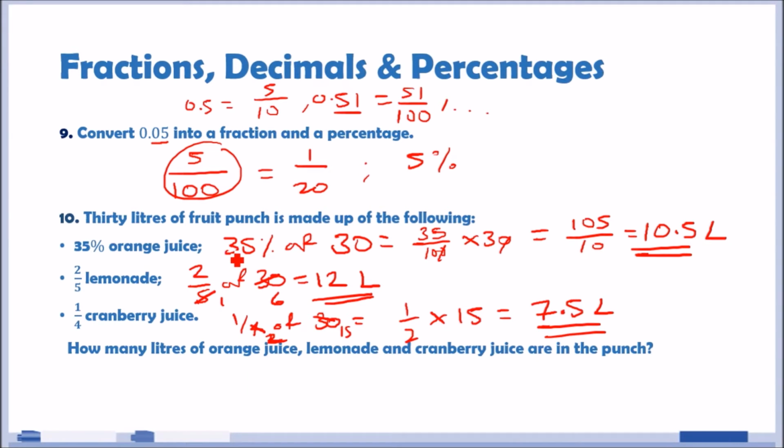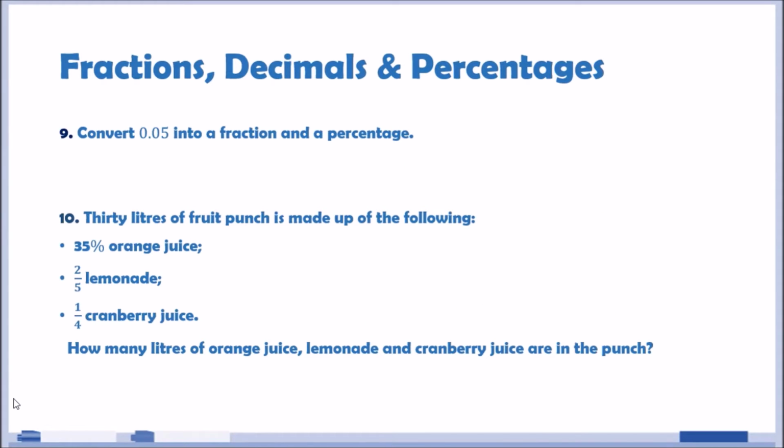And good. So how many liters of orange juice, lemonade and cranberry juice do we have? First we have 10.5 liters of orange juice, 12 liters of lemonade, and finally 7.5 liters of cranberry juice. Good, good. Well, next move on.